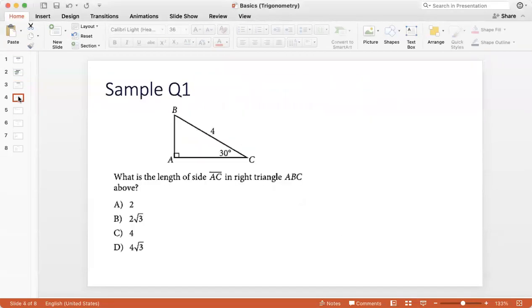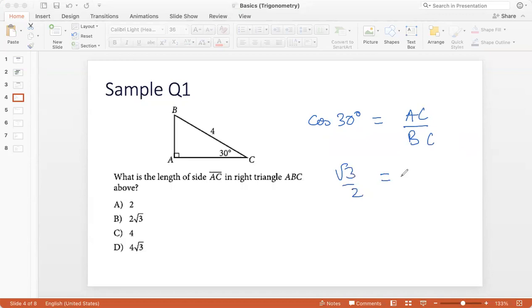Okay, so let's try a sample question. What is the length of side AC in the right triangle above? So we are looking at side AC, which is adjacent to this angle 30. So if I look at cos 30 degrees, it would be AC by BC, right? And cos 30, we know, is √3 by 2, right? From the trigonometric ratios that we looked at. So AC by BC is 4. So AC is 4√3 by 2, which is 2√3. So my answer for this question is option B.